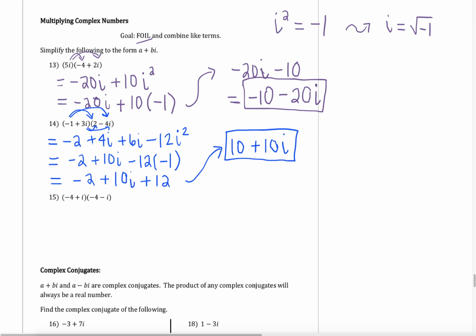Okay, let's look at our last example. We have -4 plus i times the quantity -4 minus i. Why don't you guys pause the video right here and simplify example 15 on your own. So in this case, we're going to FOIL out again.